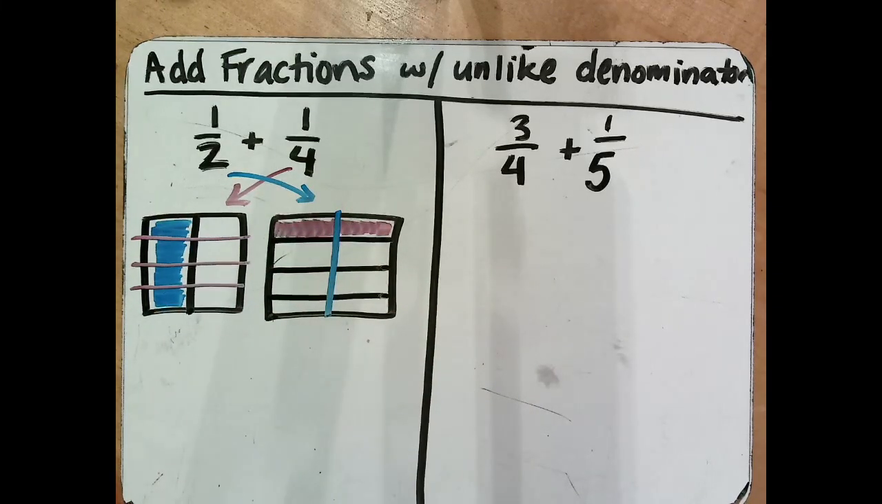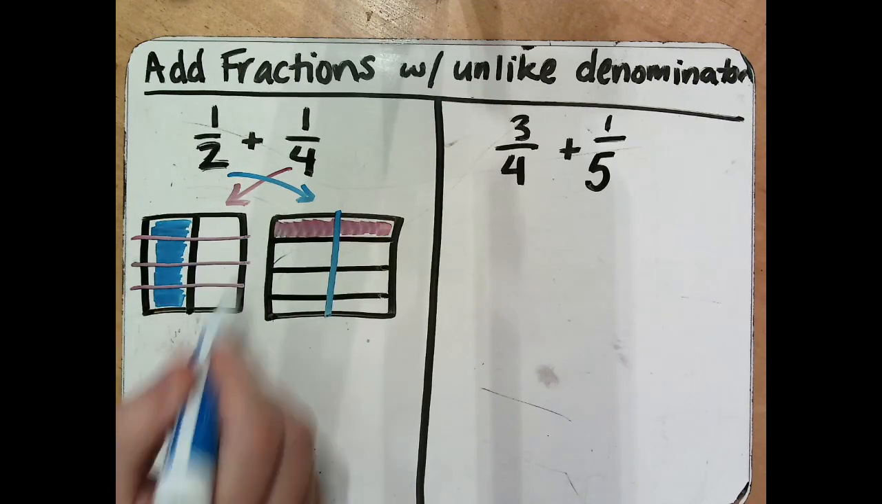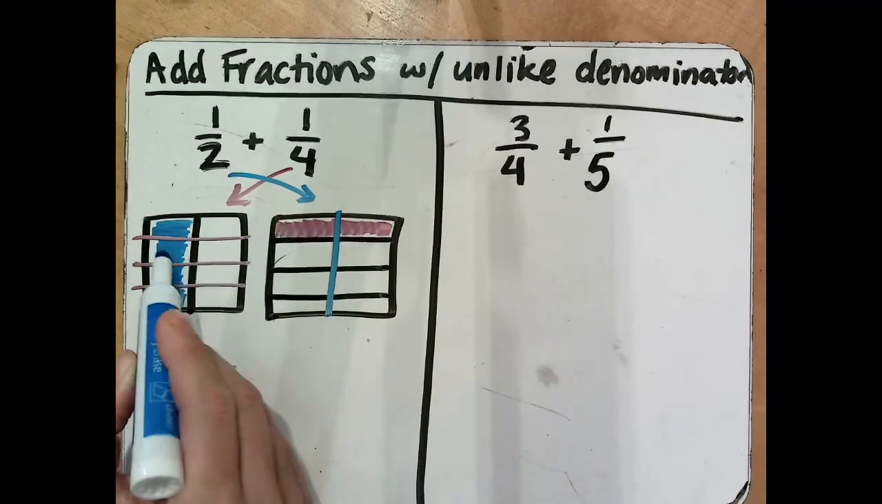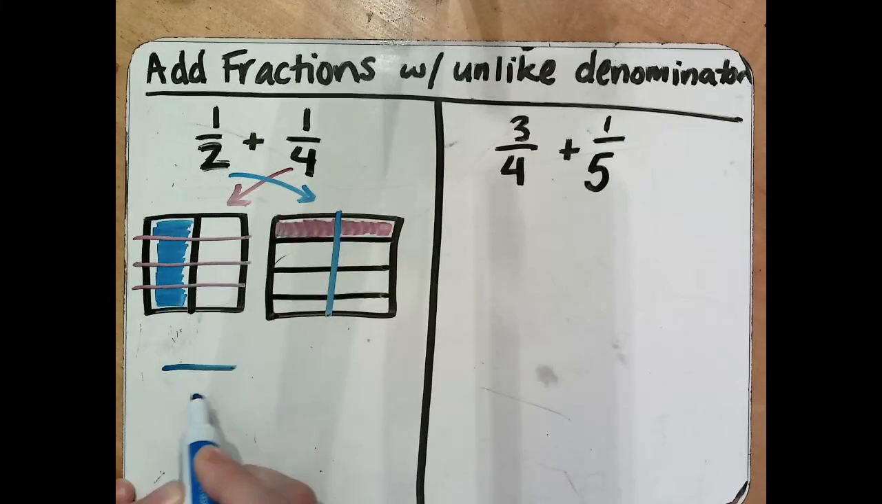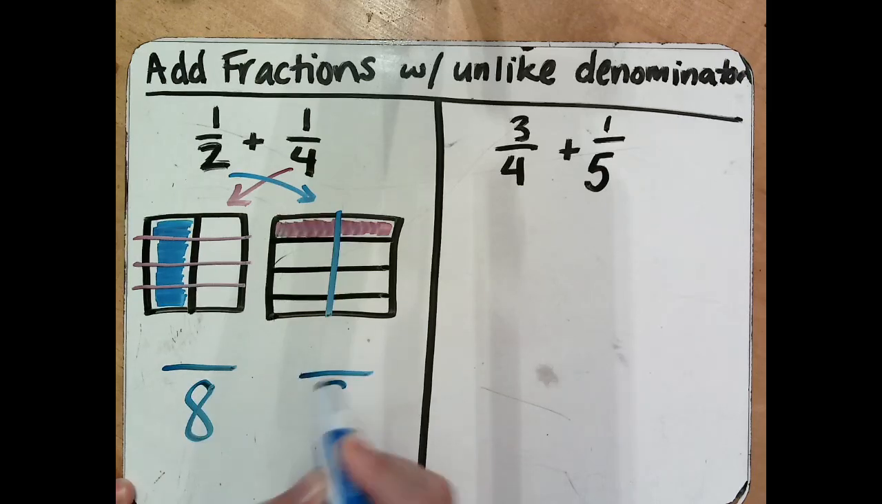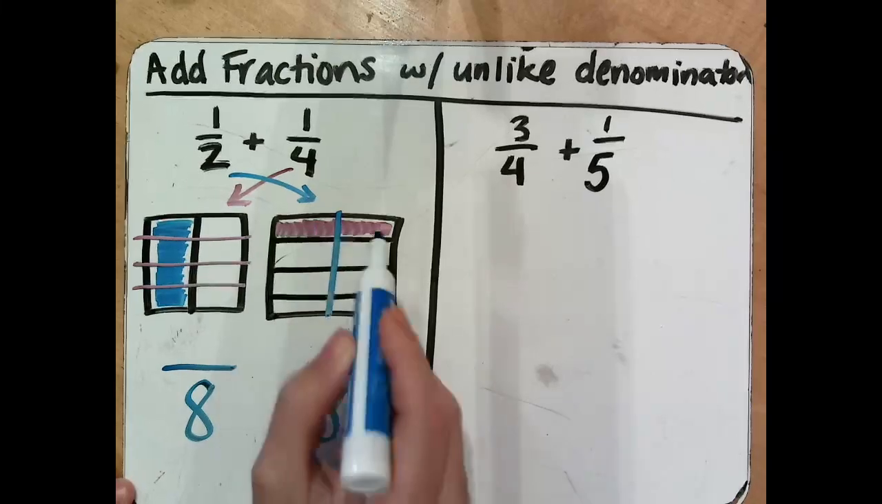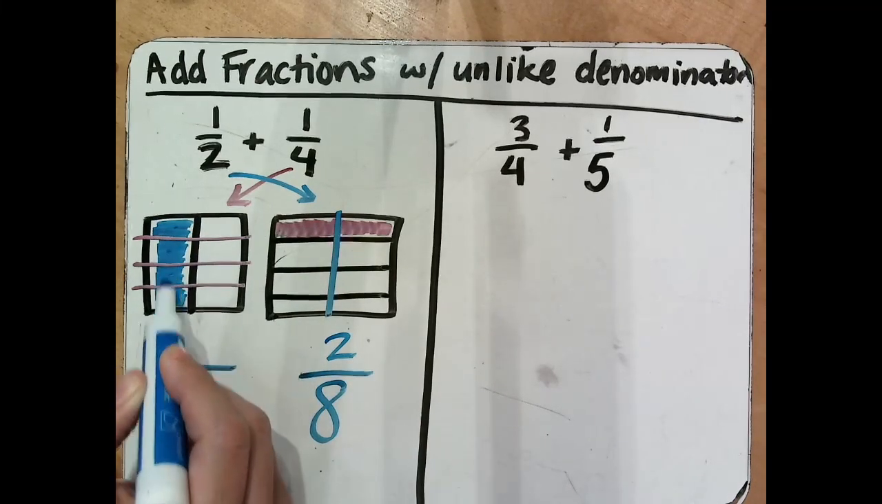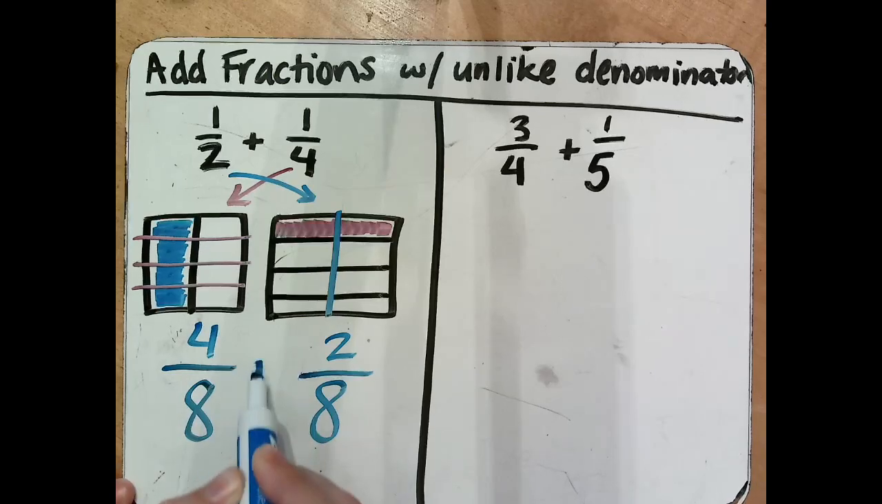If you notice, I now have the same amount of boxes in each fraction. So what we challenge the students to do next is to find a total number of pieces. So 1, 2, 3, 4, 5, 6, 7, 8 total slices of a whole. How many are shaded? Okay, in this one there's 2 pieces shaded. In this one there are 1, 2, 3, 4 pieces shaded. And now we have a common denominator for the students to add straight across.